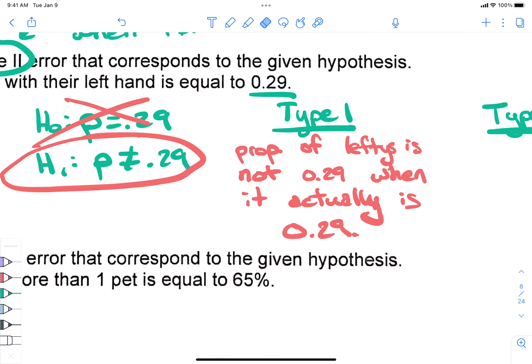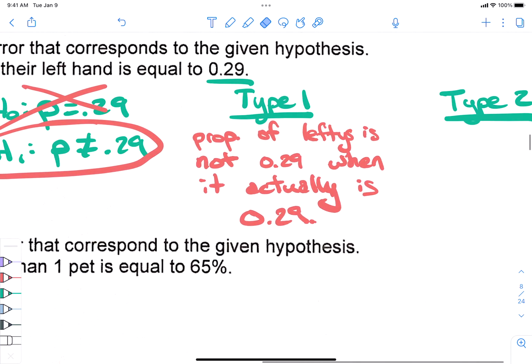not 29%, when it actually is 29%. All of our data led to that conclusion, but in reality, the proportion of people who are left-handed is 29%. Does that make sense? Okay. Let's see what the type 2 error would be. Proportion of lefties is not 0.29 when it actually is. That's what a type 1 error looks like.